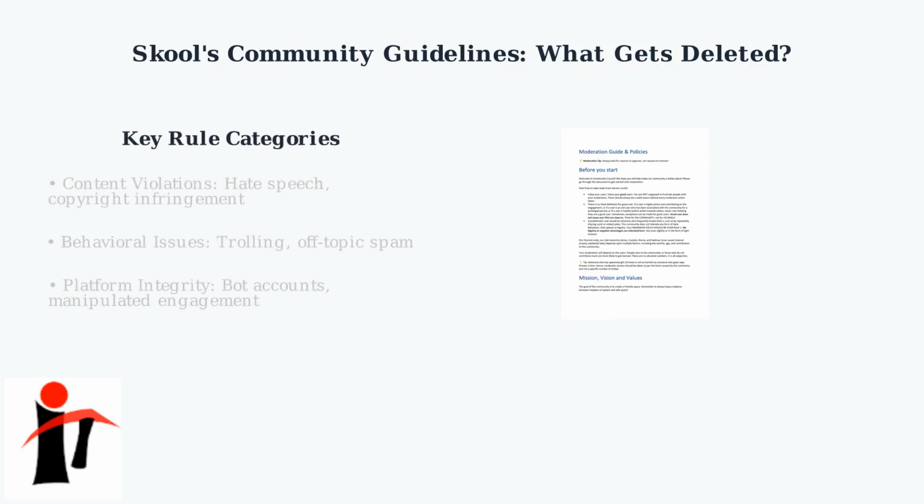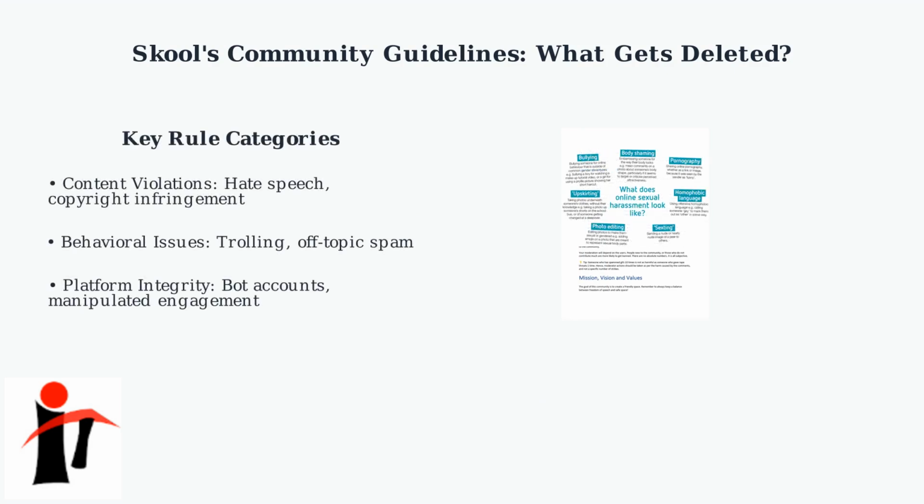Posts are evaluated across three main categories. Content violations include hate speech and copyright issues. Behavioral problems cover trolling and spam. Platform integrity violations involve bot accounts and fake engagement.